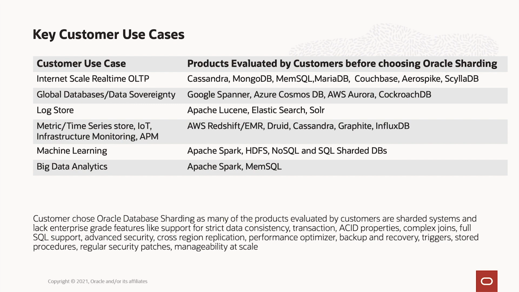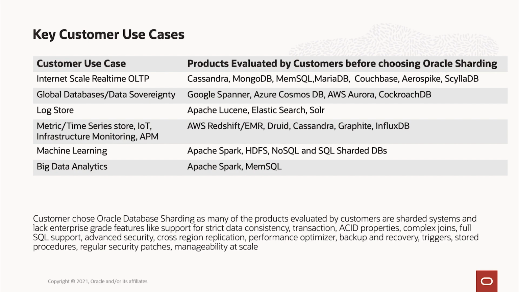So these customers looked at the likes of Cassandra, MongoDB, MariaDB, Couchbase, Aerospike, ScaleDB, etc. And they chose Oracle because obviously they get all the great capabilities of a relational database and the scale of these NoSQL products. Another category is global databases, which we touched upon.